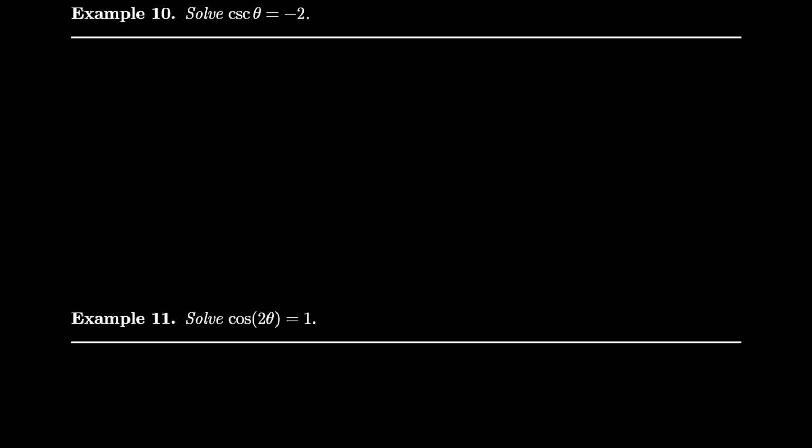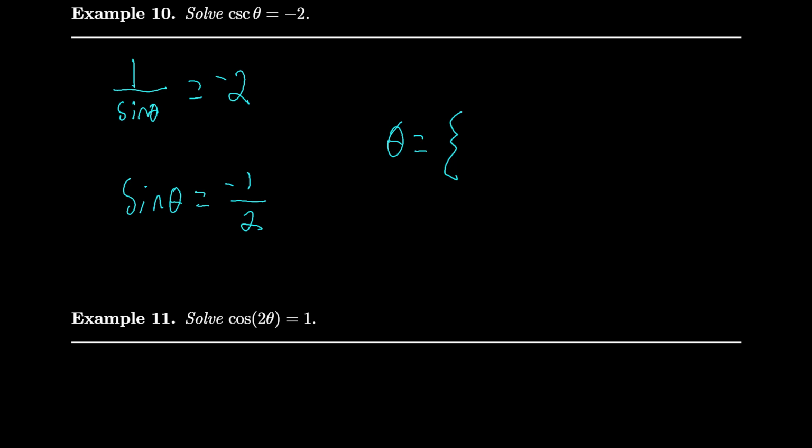Solve cosecant theta equals negative 2, and solve cosine 2 theta equals 1. Cosecant of theta equaling negative 2. There is no domain restriction. You can, of course, just look this up on your sheet, or you can do a little bit of math. Cosecant is 1 over sine, so we're saying where is 1 over sine theta equal to negative 2, which means we're saying where is sine theta equal to negative 1/2. And we know that sine of theta is equal to negative 1/2 at 2 places.